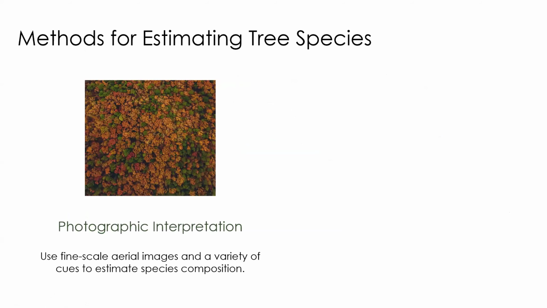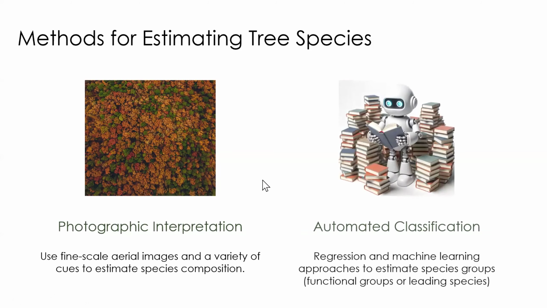Currently, there are some methods for estimating species composition or tree species in particular. The classic version is using photographic interpretation, and this is typically done to estimate species composition. And then there are also different automated approaches, such as regression and machine learning approaches, that will help to estimate species. This is typically done either in the functional group or in the leading species.